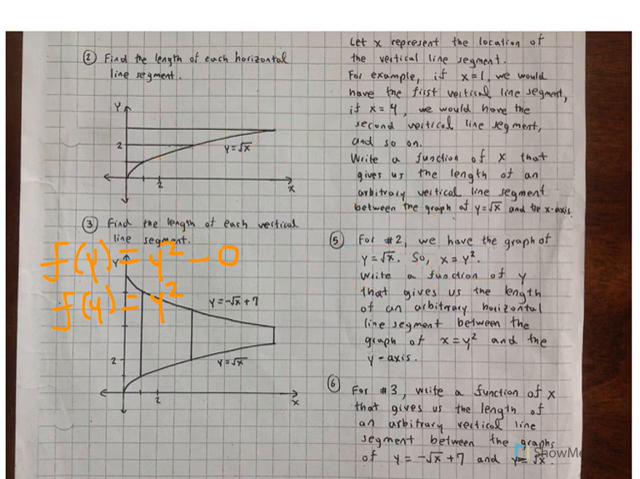Going back to number 2. This short horizontal line segment is located at y is equal to 1. So what is its length? Well, according to our function here, f of 1 is equal to 1 squared, which is 1.